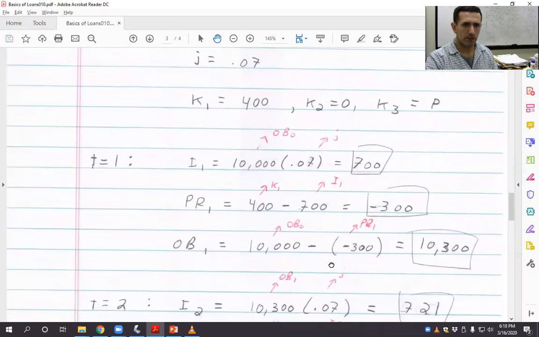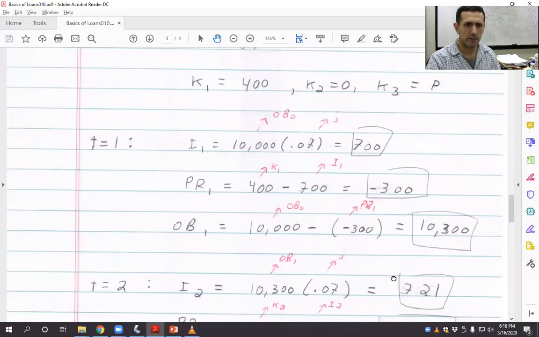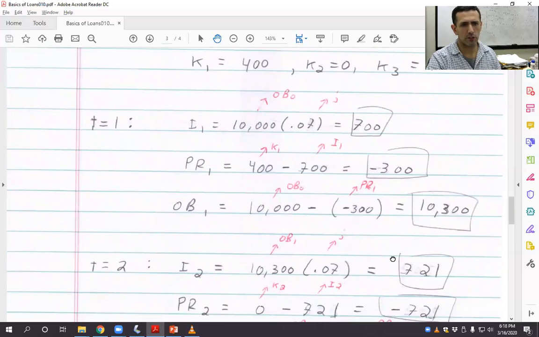So what's the interest you have to pay in the second year? Well, 10,300 is how much you owe at the end of the first year. That accrues 1 year of interest at 7%, and that's $721. So PR2, you're not paying anything at the end of the second year, and you still have to pay $721 in interest.